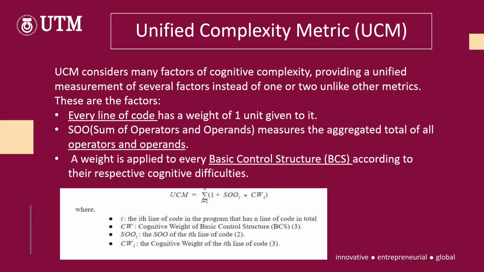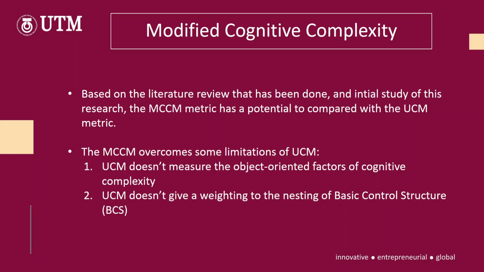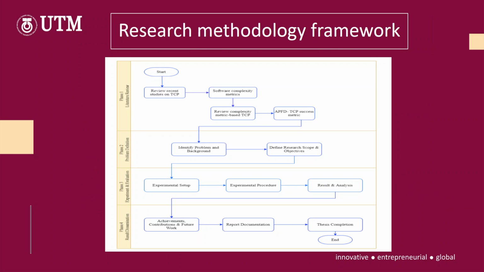The unique cognitive complexity considers many factors of procedural complexity, such as lines of code, sum of operators and operands, and the weight of basic control structures (BCS). However, it suffers from some limitations, which are overcome by the MCCM metric. Firstly, the MCCM metric measures the object-oriented nature of programs. Secondly, it gives a weighting to the nesting of basic control structures.